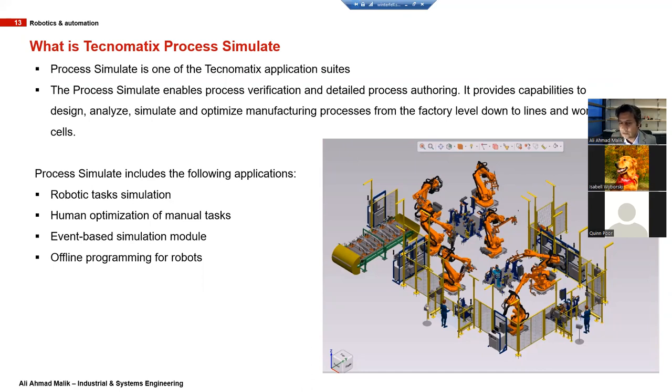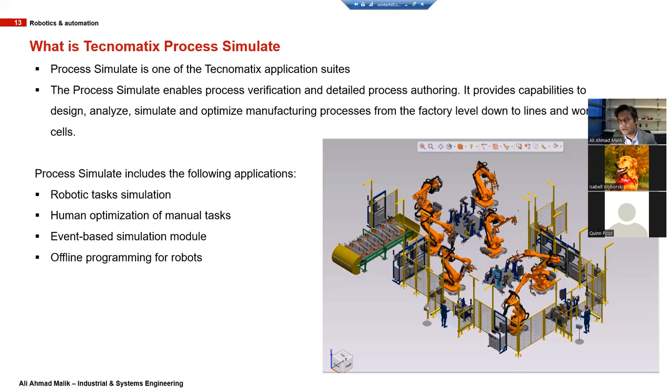And then Tecnomatix also has one module that is called Plant Simulation. So there are different modules within Tecnomatix application suites, and it enables process verification and detailed process authoring. It provides capabilities to design, analyze, simulate, optimize manufacturing processes from the factory level down to lines. It includes the following applications: robotic task simulations, human optimization of manual tasks, event-based simulation, and offline programming of robots. We will see later what is event-based simulation, but now we will start with continuous simulation.